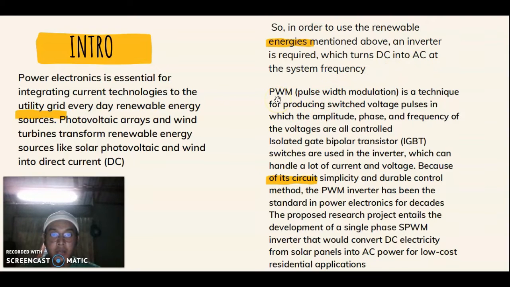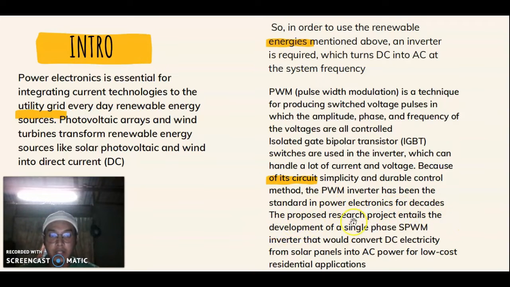Okay, PWM, which is pulse width modulation, is a technique for producing switched voltage pulses in which the amplitude, phase, and frequency of the voltage are all controlled. Insulated gate bipolar transistor (IGBT) switches are used in the inverter, which can handle a lot of current and voltage. Because of its simplicity and durable control method, the PWM inverter has been the standard in power electronics for decades.